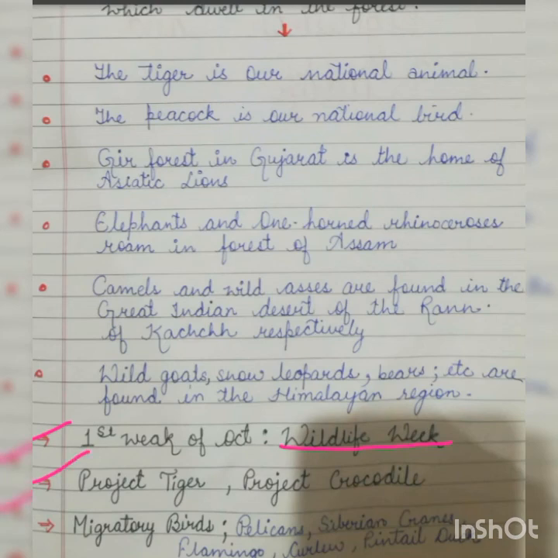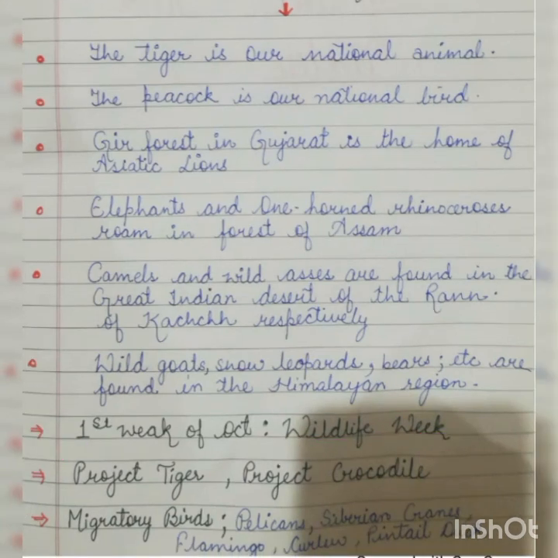Many species of snakes like king cobra and krait are also found in our country. Our rivers are home to Ganga dolphin, alligators and crocodile. India is also home to numerous migratory birds. Migratory birds means the birds which are coming from some other nation.